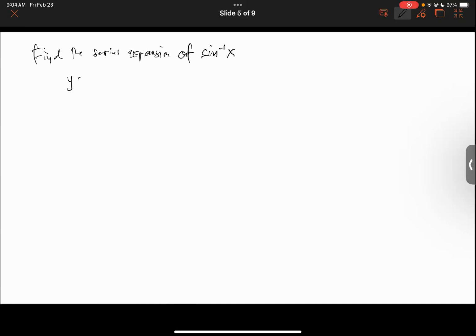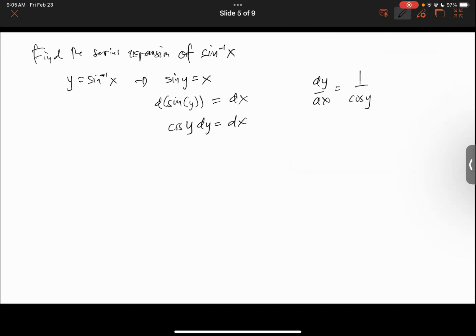We let y be equal to sine inverse of x, which means sine y is equal to x. And if we take the derivative of sine y and the derivative of x, we get d sine y is just cosine y. Cosine y dy is equal to dx. Right? So which means dy dx is equal to 1 over cosine y.